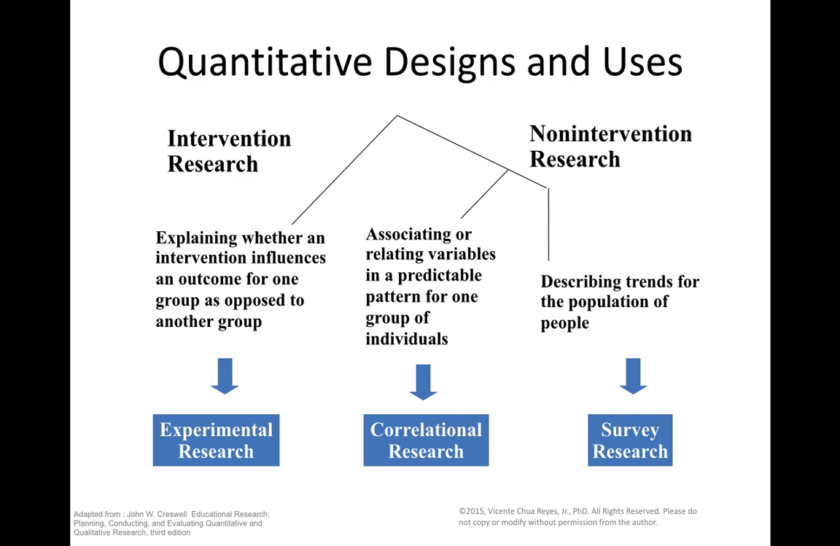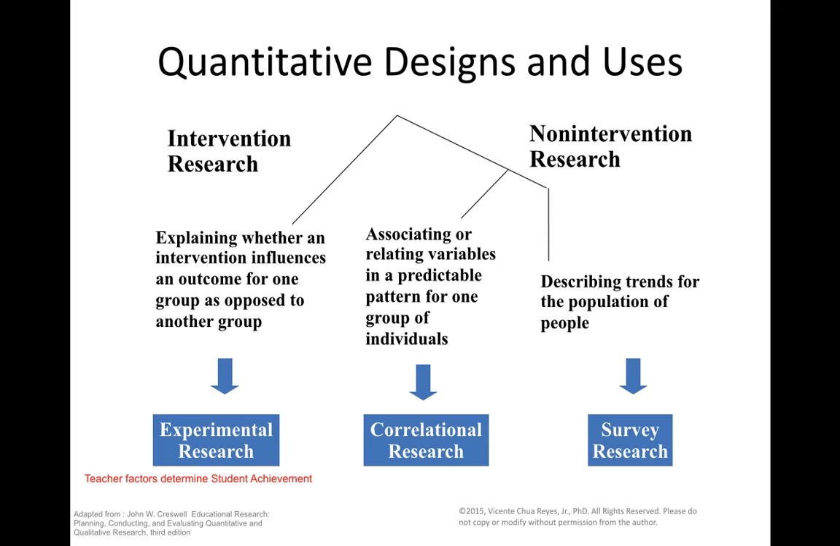Quantitative designs and uses. So you have two big differences. One would be intervention research. That's when a researcher explains whether an intervention influences an outcome for one group as opposed to another group. And then you have non-intervention research, associating or relating variables in a predictable pattern for one group of individuals and describing trends for the population of people. So intervention research is also called experimental research. Non-intervention research is also called correlational research or survey research.